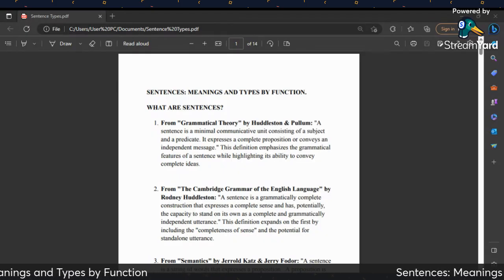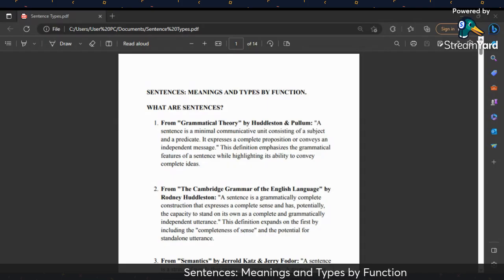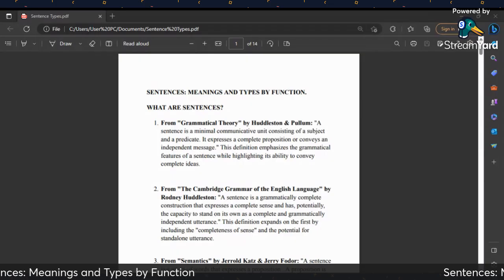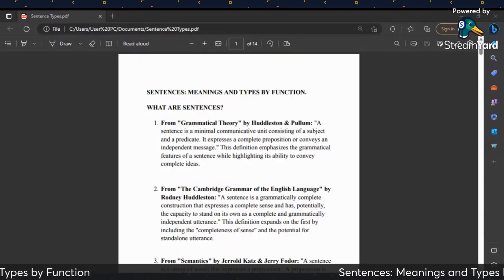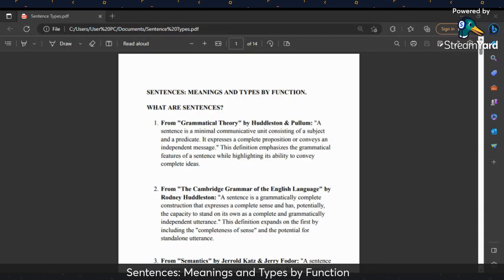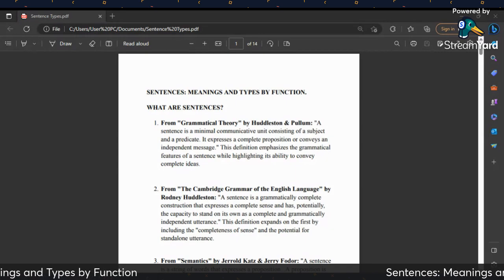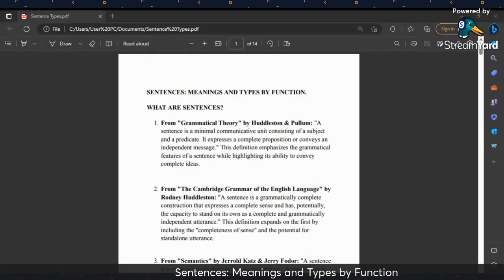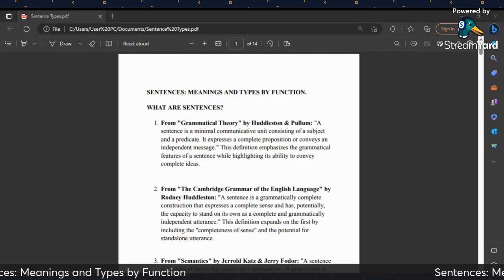And this definition basically emphasizes the grammatical features of a sentence as well as highlighting its ability to help us convey complete ideas. So, according to Huddleston and Pullum, a sentence is simply a communicative unit. You use sentences to pass across information, thoughts, and communicate in general. And it includes a subject and a predicate.